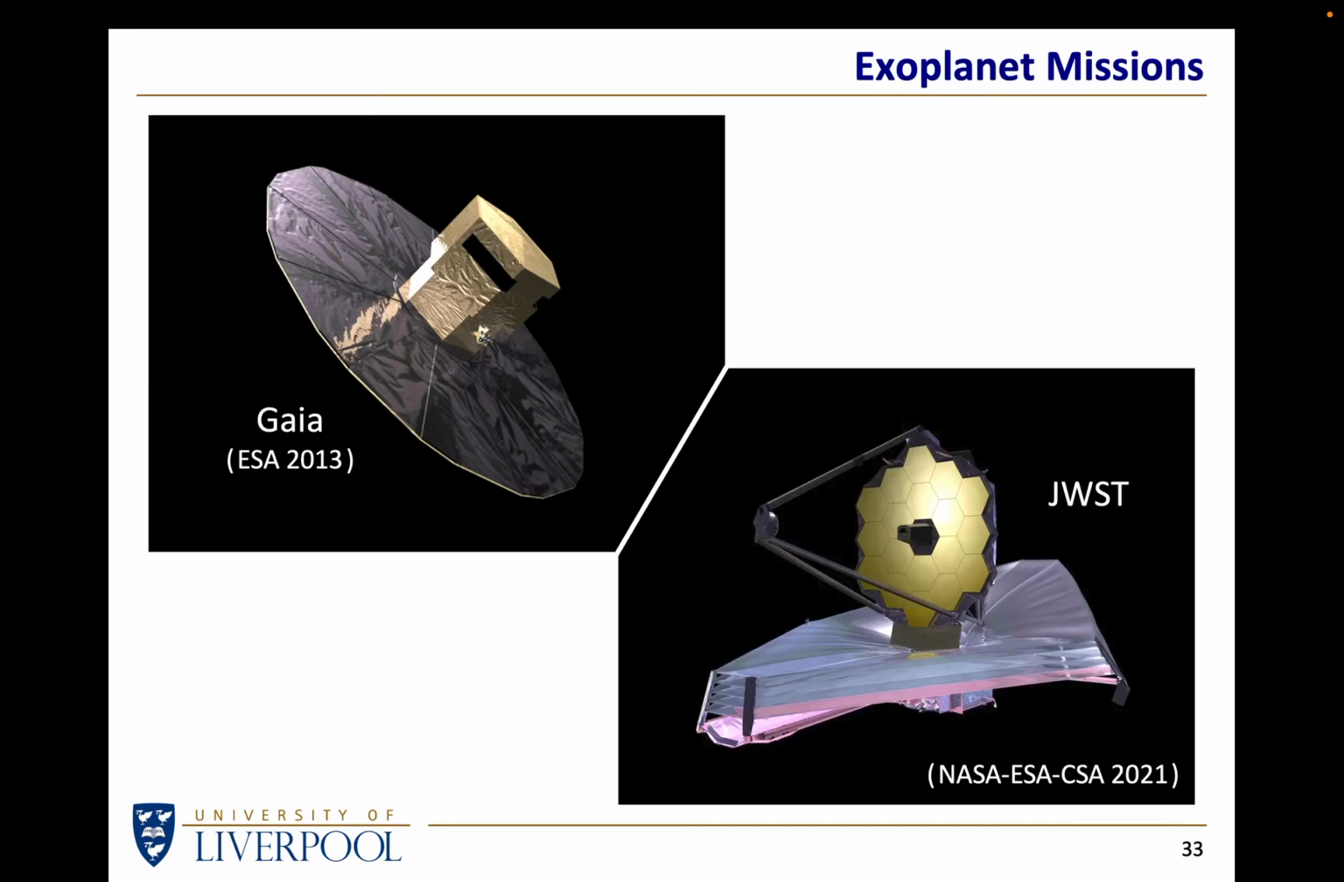What spacecraft, we know about the techniques, what particular spacecraft have been used to find these exoplanets? Well, some of them have been studied by these space telescopes, Gaia in the top left and the James Webb Space Telescope in the bottom right there.